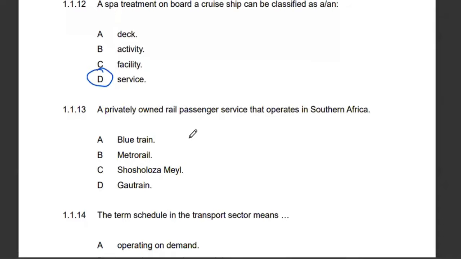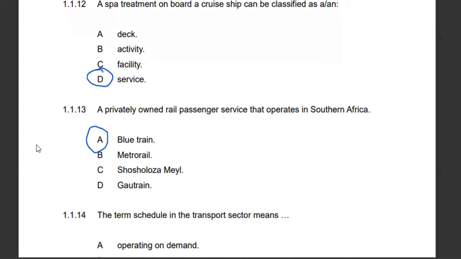Then 1.1.13, a privately owned rail passenger service that operates in Southern Africa. So they are looking for a privately owned rail passenger service that operates in Southern Africa. In Southern Africa, that is our key term. So the correct answer here would be the Blue Train. The Blue Train operates within Southern Africa, because remember I said the key term there is within Southern Africa.